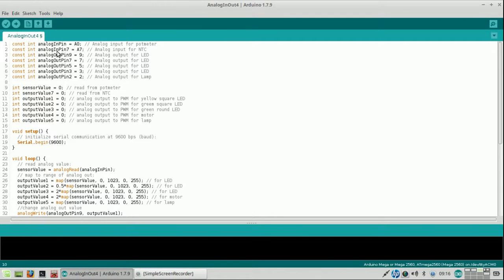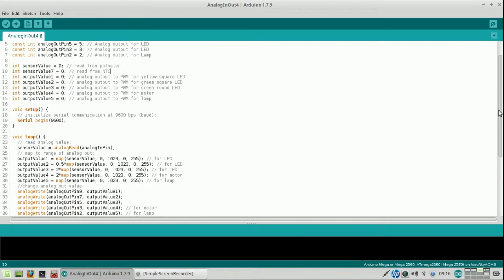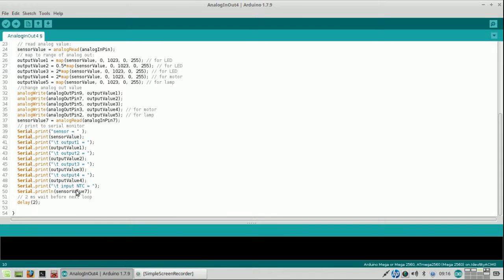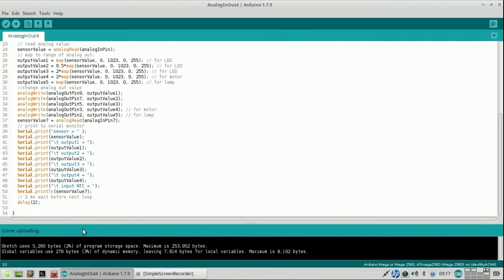Let's first check the whole code for the NTC. Now the analog in pin is A7. Sensor value is read from the NTC, and looking here, it reads the NTC. So here it actually reads it, and here it prints it. So let's upload. So it compiles the sketch, uploads it, done.